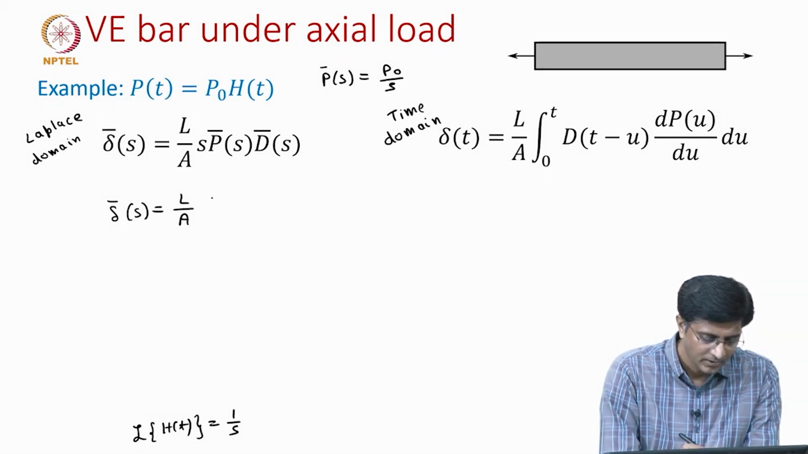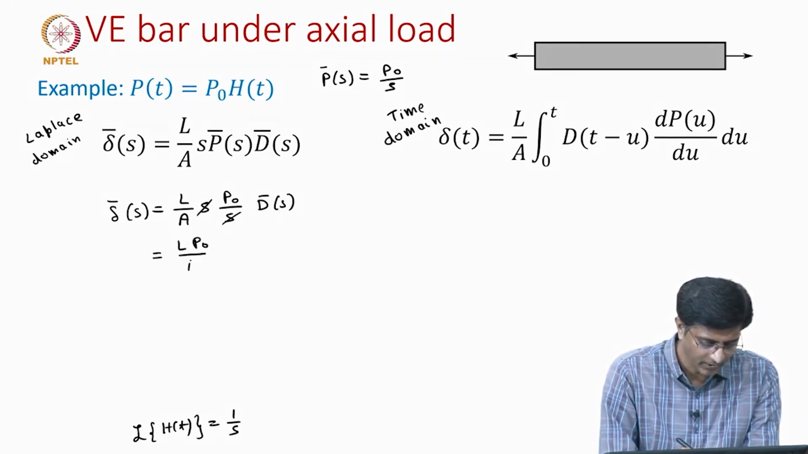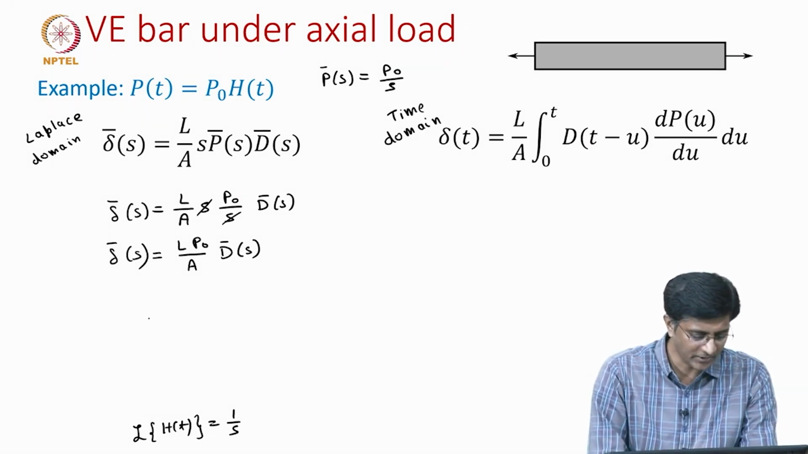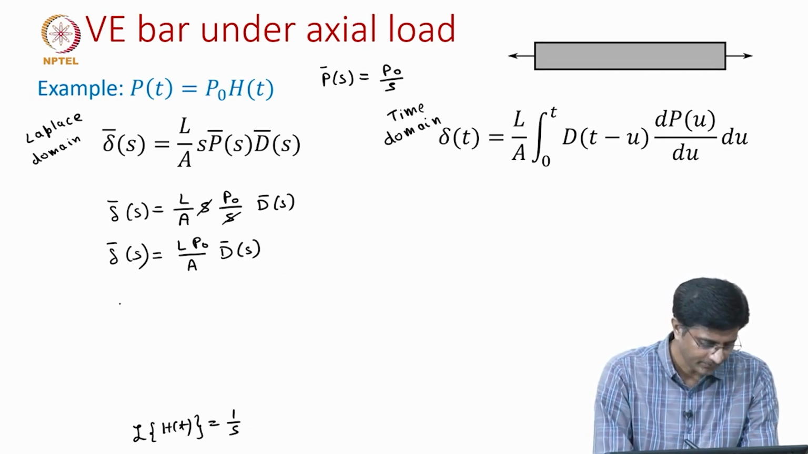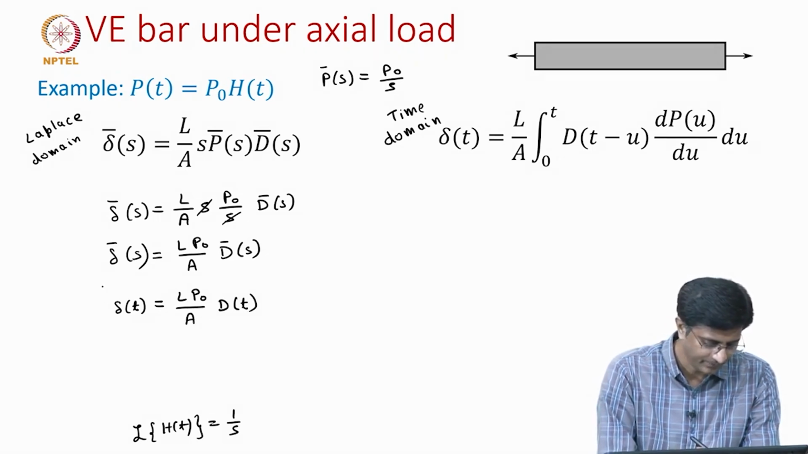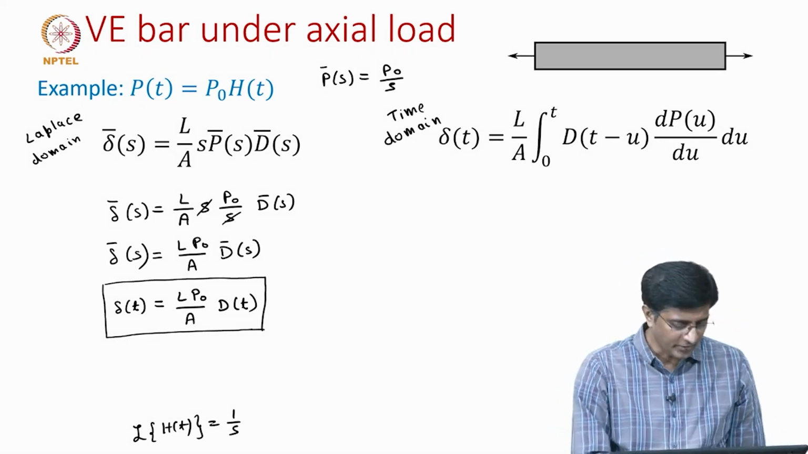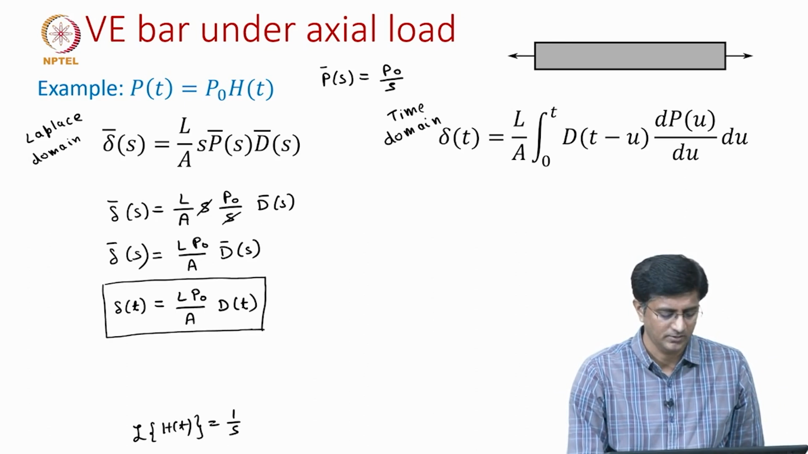L by A, s times P naught by s, and D of s. So these both s get cancelled out, and what is left is L P naught by A times D of s. Now I can apply the inverse Laplace transform to find the deflection in the time domain. This is simply delta of t is given as L P naught by A times D of t. Okay. So the deflection delta is given in terms of the creep compliance D.